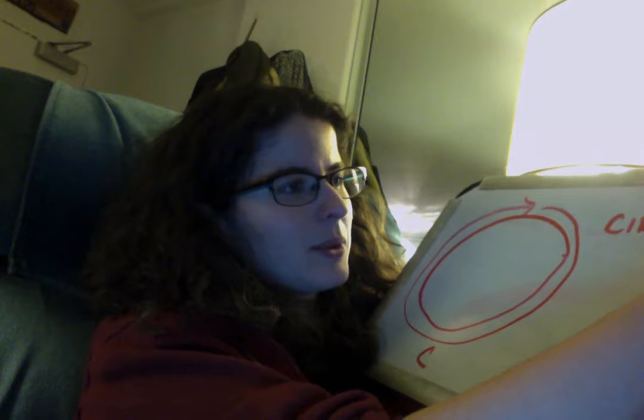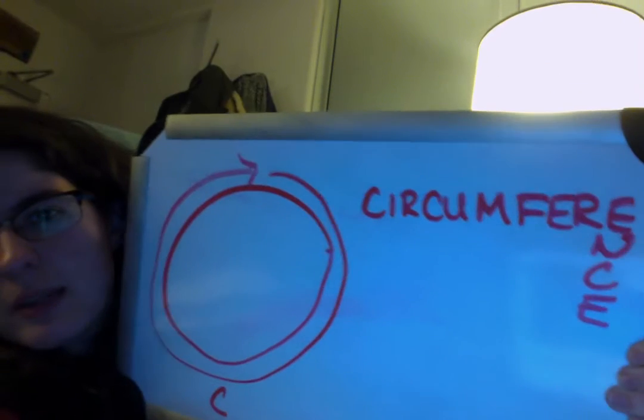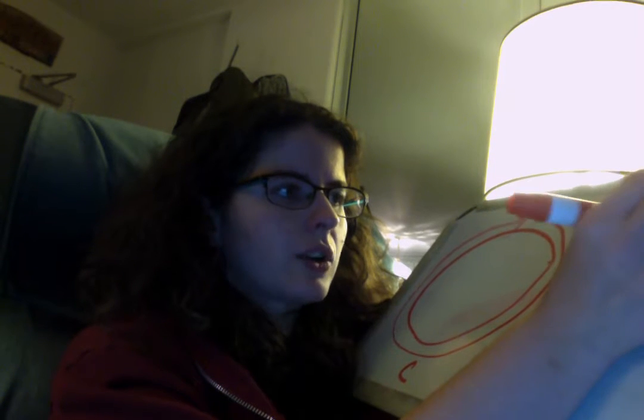So circumference, I definitely want you to get comfortable saying that word. We had people coming up with lots of very different ways to say circumference. Circumference means distance around. It's a lot like our perimeter because it's around the circle.